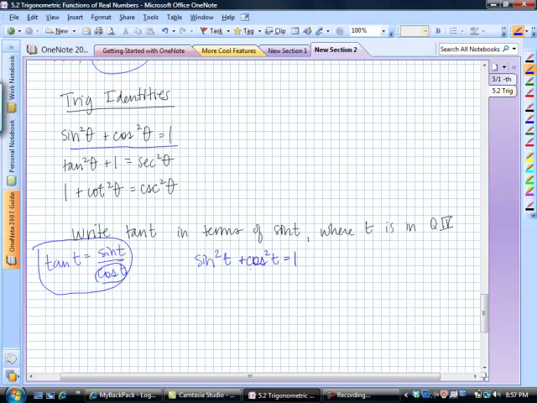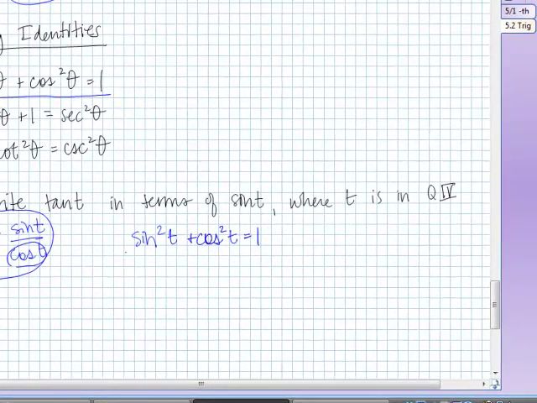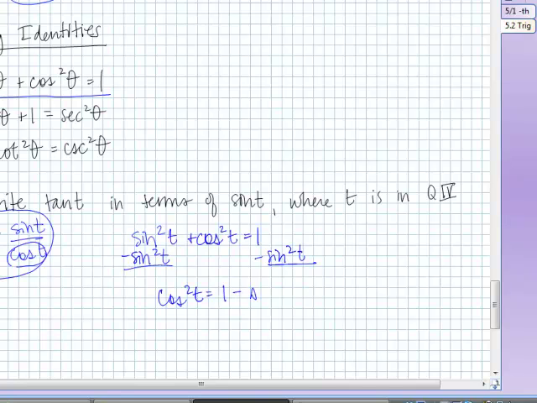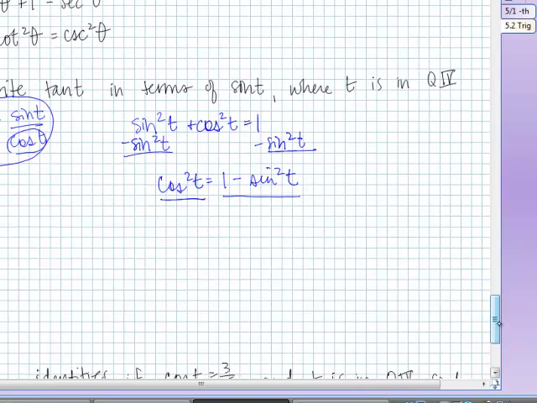Do you see that we can write cosine in terms of sine? If we subtract sine squared t from both sides, we get cosine squared t equals 1 minus sine squared t. Now we have cosine in terms of sine. So now, let's rewrite tangent t. The tangent of t is equal to the sine of t over the cosine of t.